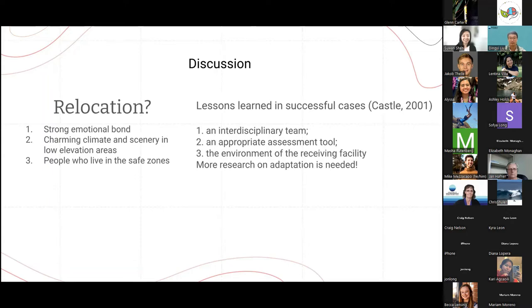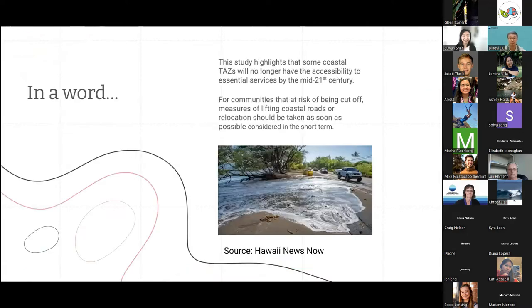An interdisciplinary team, an appropriate assessment tool, and the environment of the receiving facility will help for the relocation. However, more research is needed. So in a word, the study highlights that some coastal TAs will no longer have accessibility to insurance services in 30 years.